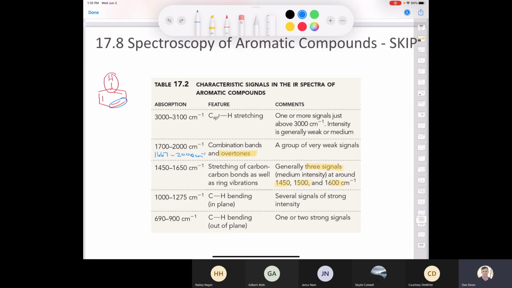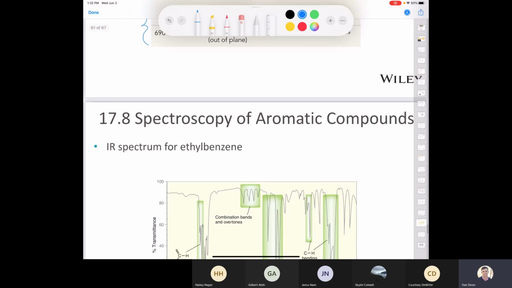Then as far as the fingerprint region, I don't really worry about those a whole lot with my students. If you want to take a look at those, you have in-plane bending around 1,000 to 1,300, and then 700 to 900, you have out-of-plane bending. Anyhow, that's usually something that we only look at in the organic chemistry lab.